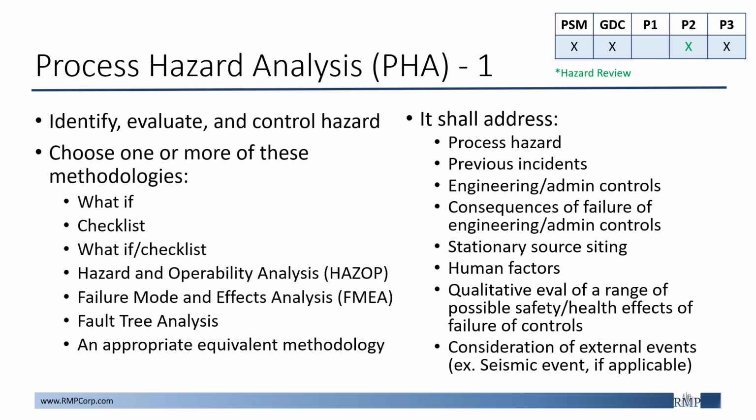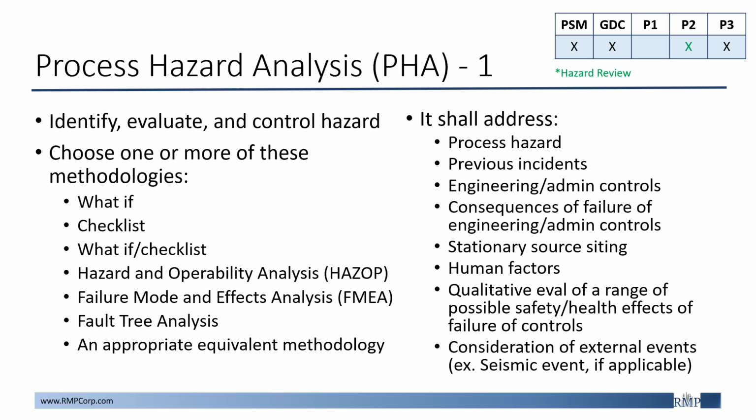Next up, we have the Process Hazard Analysis, or PHA, and it is notably one of the key services that we provide as a process safety consulting firm. The goal of the PHA is to identify, evaluate, and control hazards, and you can do so by choosing one or more of these methodologies, which include what if, checklist, a combination of what if and checklist, hazard and operability analysis, which is HAZOP, failure mode and effects analysis, which is FMEA, fault tree analysis, and any appropriate equivalent methodology that the site decides to use.